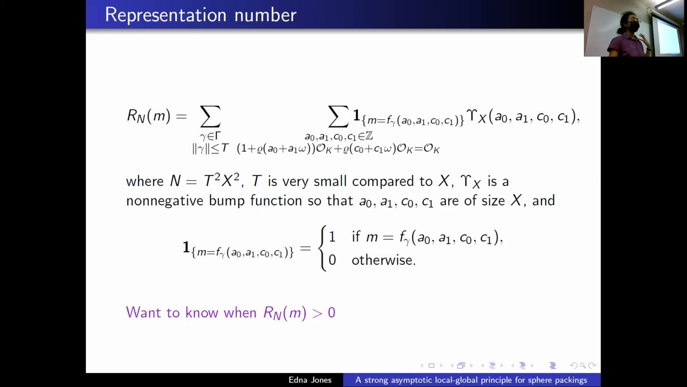And we want to know when Rn of m, our representation number, is positive, because if it's positive, then m is represented as a bend.